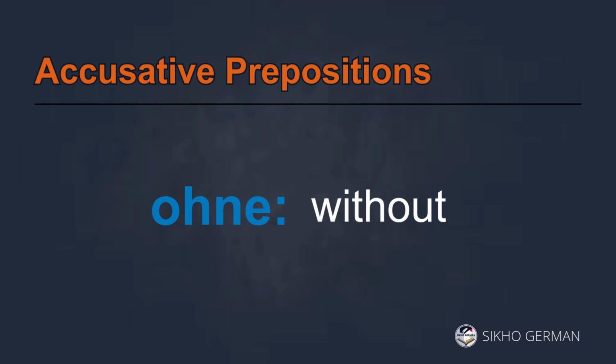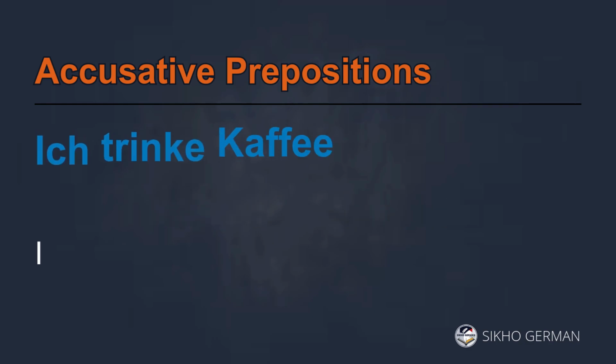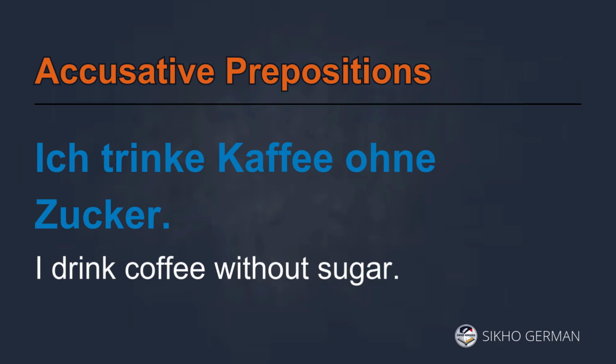Next is ohne, which means without. Ich trinke Kaffee ohne Zucker. I drink coffee without sugar. The masculine noun der Zucker becomes Zucker in the accusative after ohne. Wait, where's the article? In this example, there's no article because sugar is used as an uncountable noun, but if there were an article, it would be accusative.